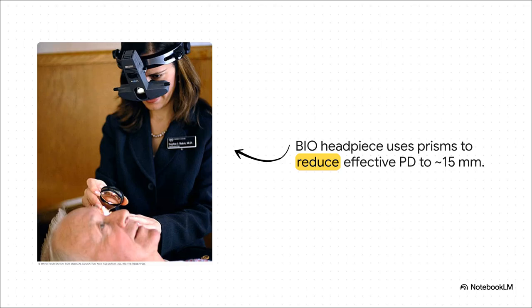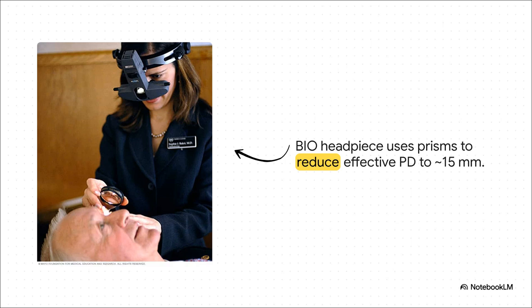Unlike the direct scope, your BIO headpiece isn't just a glorified light source. Inside that headset is a clever system of prisms and mirrors designed to physically reduce your effective interpupillary distance, your PD. It takes your standard, say, 60mm PD and shrinks it way down to about 15mm. Why on earth would we want to do that? So that both of your visual axes can physically fit inside the patient's tiny pupil.